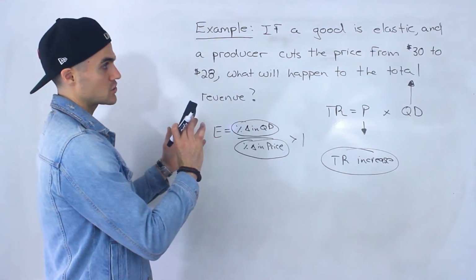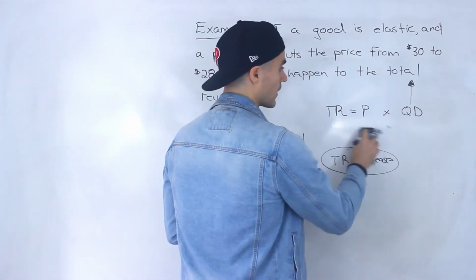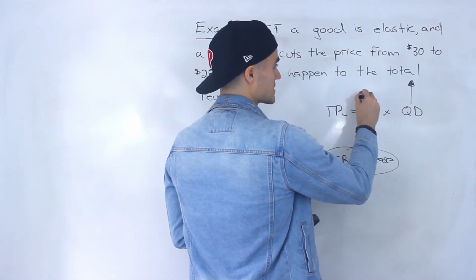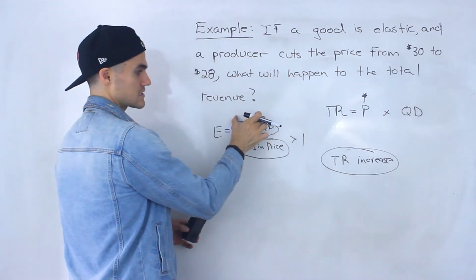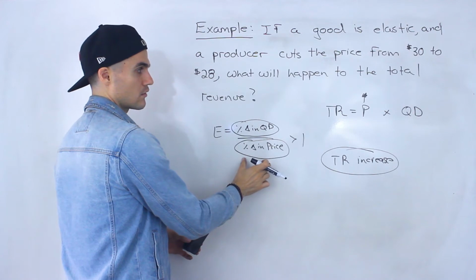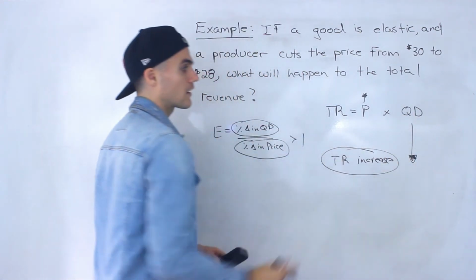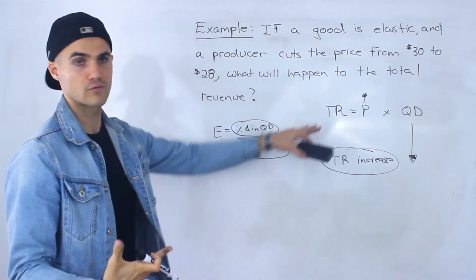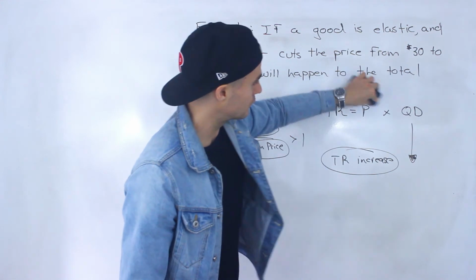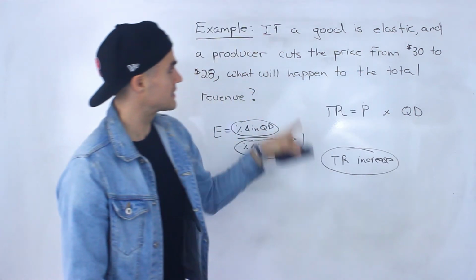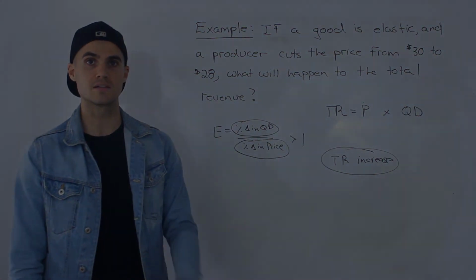Now let's say that this question said from 28 to 30. So let's say it was the opposite way. Well, price is increasing, but the good is still elastic, so this numerator is going to overtake this denominator. So that quantity demanded is going to go down by a greater amount. So a bigger arrow, net effect, total revenue would decrease if that question was worded differently. But in this specific case, because the good is elastic, the price goes down, total revenue is increasing.